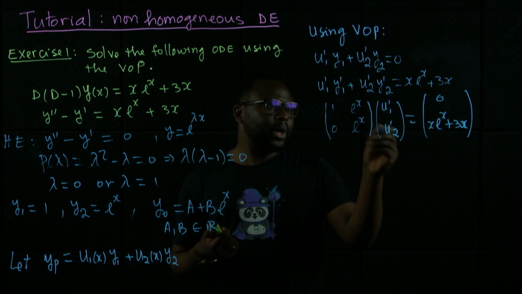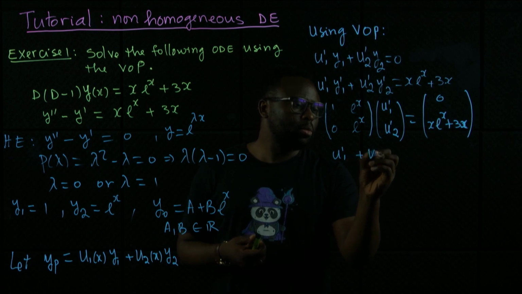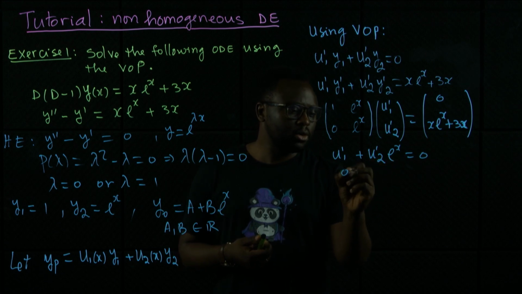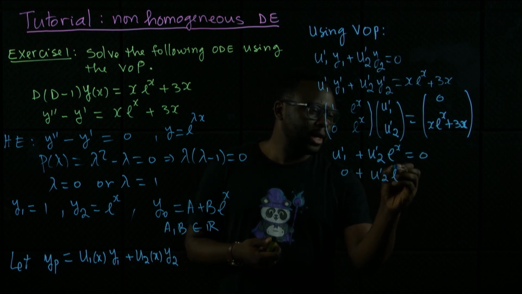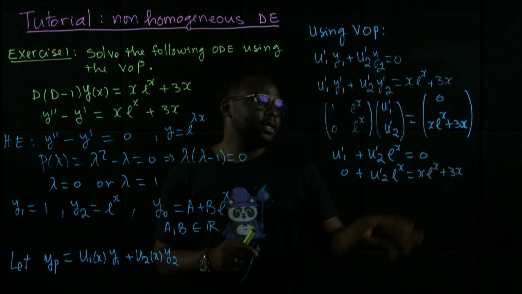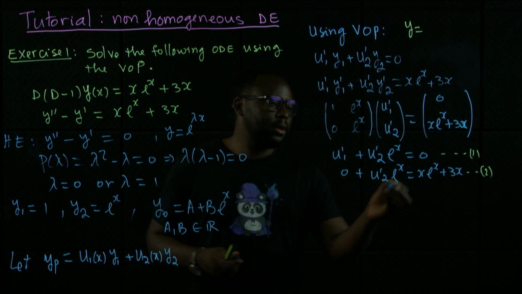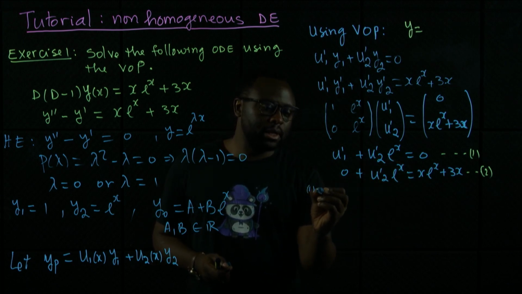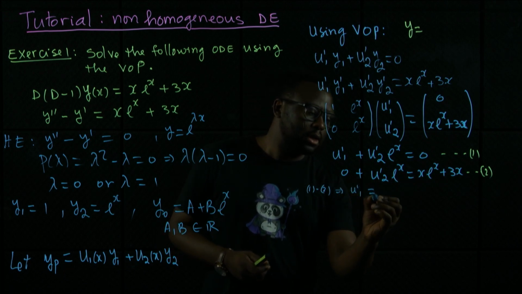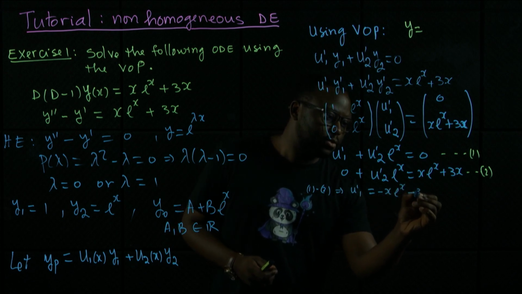If you expand this again and multiply, we obtain u'1 plus u'2 times e to the power x is equal to 0. And the second one is 0 plus u'2 e to the power x is equal to x times e to the power x plus 3x. All right, at this stage, I want to make it easy. I want to call this equation 1 and this equation 2. If we say 1 minus 2, we obtain u'1 is equal to minus x times e to the power x minus 3x.